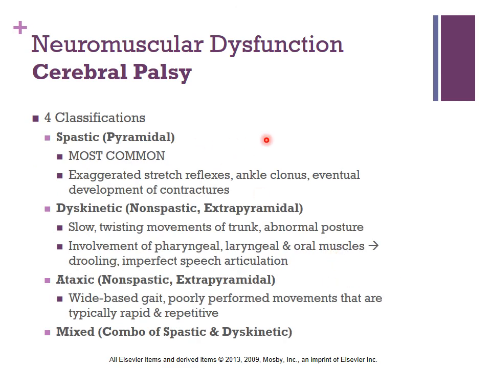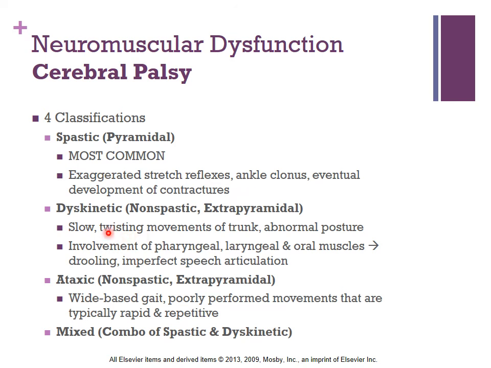There are 4 classifications of CP. You have your spastic, which is your most common. You'll see exaggerated stretch reflexes, ankle clonus, so their ankle will shake back and forth or up and down. It can't be still, it's just clonus. And then eventual development of contractures. All right, because they can't extend all the way out, so they're going to be holding those, particularly their arms, closer into the body, and if they don't try and stretch those or work with the CP patients to try to get treatment to help extend those tendons and reflexes out, then they're going to have contractures.